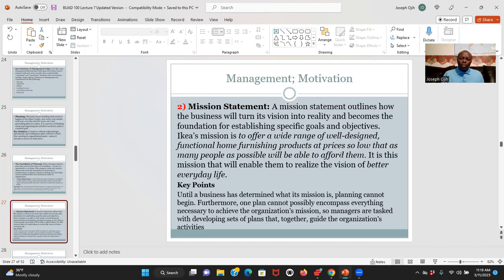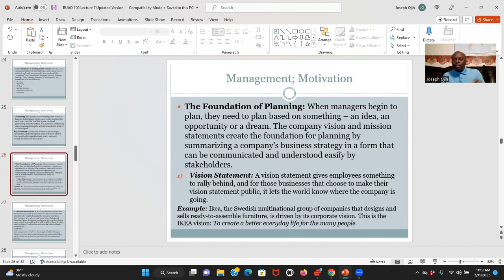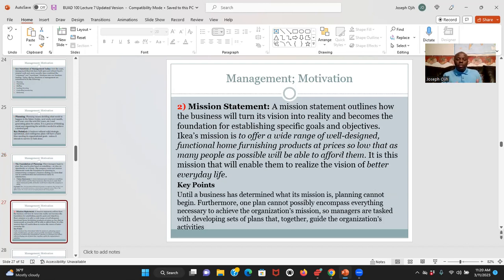In the mission statement, the company outlines how the business will turn the vision into reality, and it becomes the foundation for establishing the specific goals and objectives. So, for IKEA's vision statement of creating a better everyday life for many people, how are they going to do this? Look at their mission statement. Their mission is to offer a wide range of well-designed, functional home furnishing products at prices so low that as many people as possible will be able to afford them.